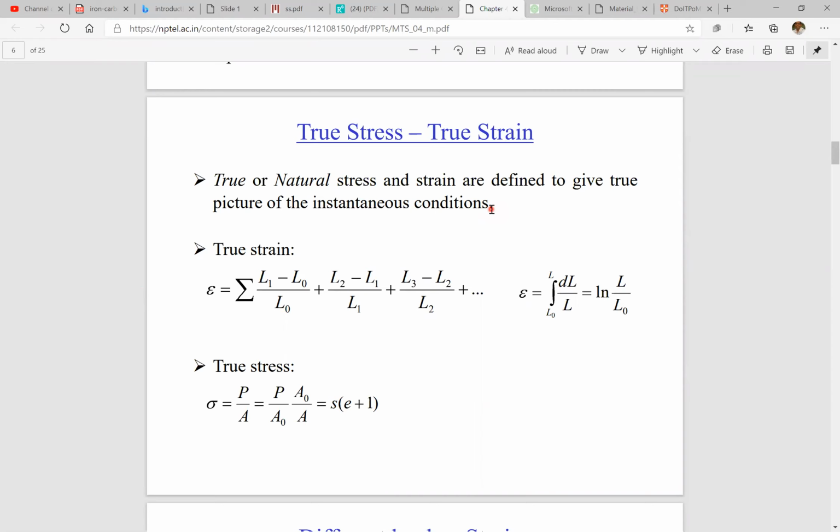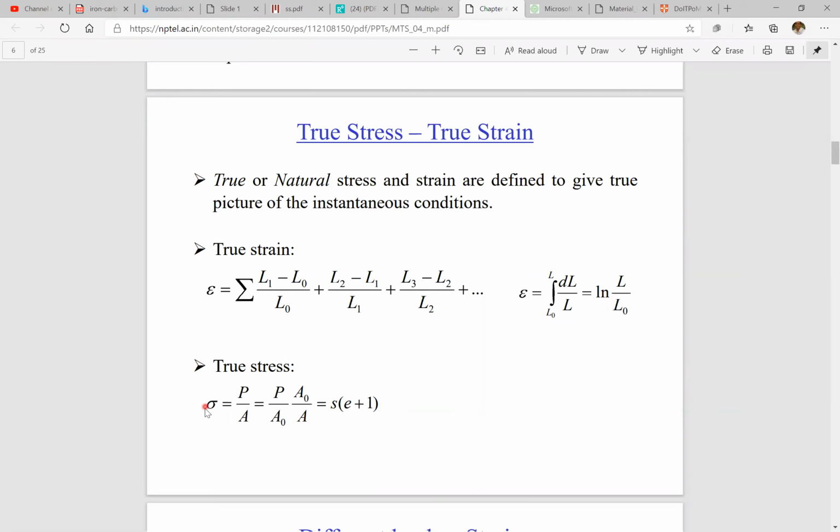If you are talking about the true strain, that is symbolized as epsilon, and it is the sum of the incremental strains. See this: the first incremental strain is L1 minus L0 by L0, then the second is L2 minus L1 by L1, similarly L3 minus L2 by L2. The sum of the incremental strains. So we can write this equation as epsilon equals the integration, an addition process, from L0 to L, initial length to final length, dl by L. In that format we can write ln L by L0.